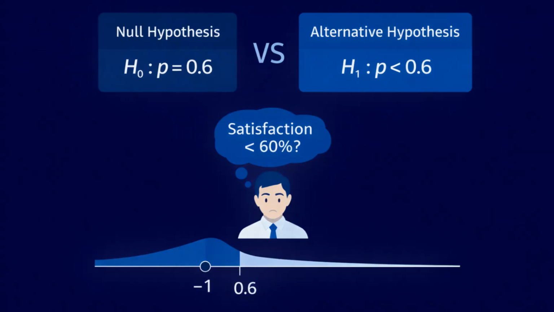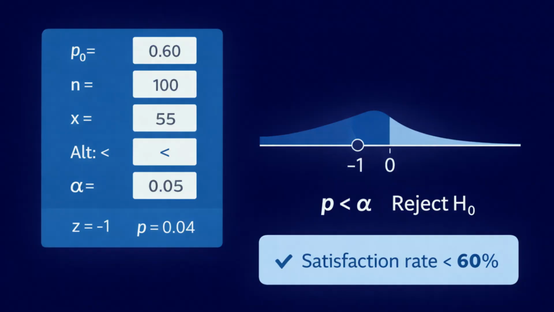The alternative hypothesis states that the population proportion is less than 0.6. Using the same sample values, select a left-tailed alternative and the same significance level. Suppose the software reports a p-value of 0.04. Because 0.04 is less than 0.05, we reject the null hypothesis. We conclude that there is sufficient evidence that the true satisfaction rate is less than 60%.